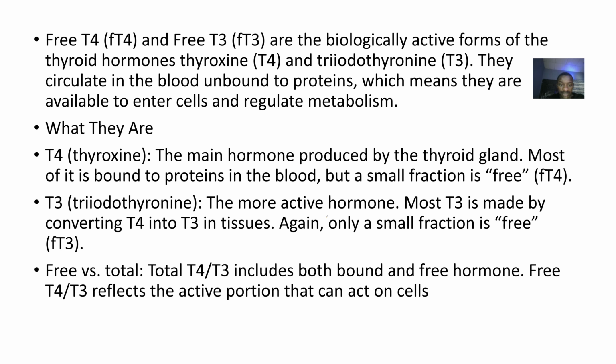So what are they? T4 is the main hormone that is produced by the thyroid gland. Most of it is bound to proteins in the blood, but a small fraction of it will be free. Then T3 is triiodothyronine, which is the most active hormone. Most T3 is made by converting T4 into T3. A small fraction of T3 is also free.